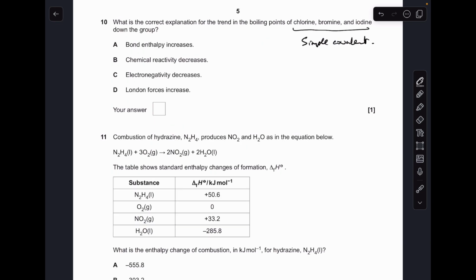Number 10, so the halogens are all simple covalent substances. So we're breaking the intermolecular forces, which are London forces, because these are non-polar molecules. So as you go down the group, more electrons in the molecule, stronger London forces. So D is the answer.